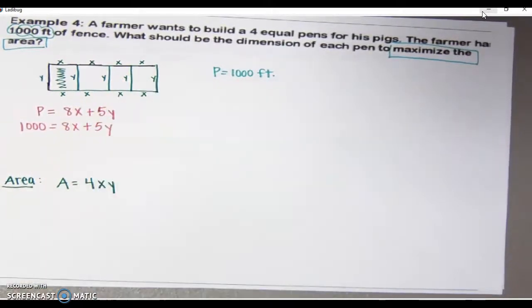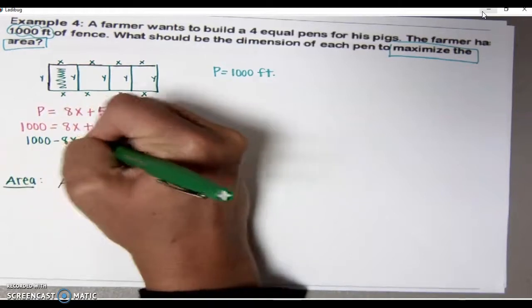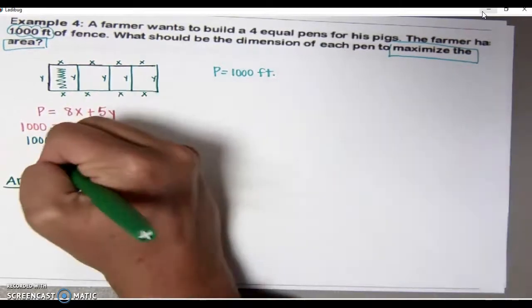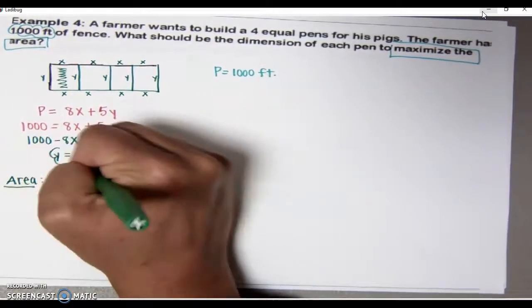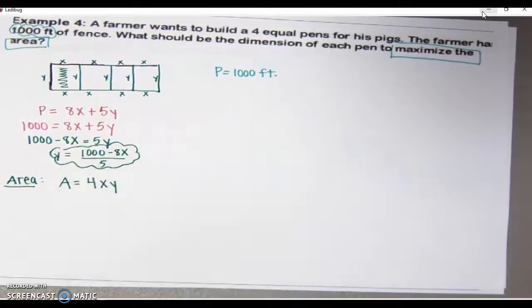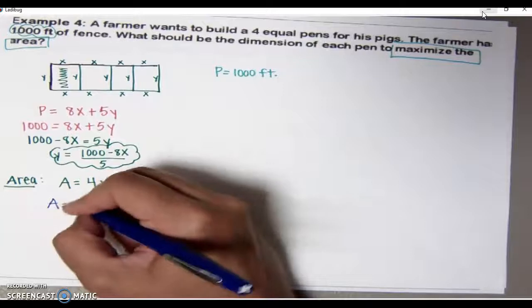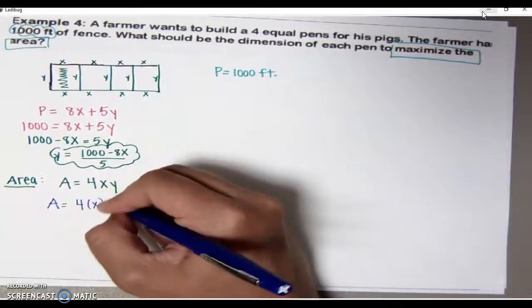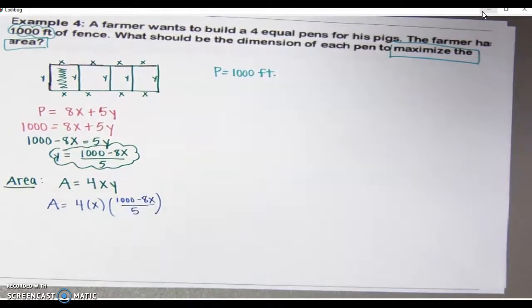Like the last problem, I'm going to solve this for y, that way I can put everything in terms of x's. So if I solve for y, I'm going to subtract over the 8x, and then I'm going to divide by 5. So here's my little equation for y: 1,000 minus 8x over 5. Now for my area formula that I need to maximize, I can replace y, so 4 times x times, instead of y, 1,000 minus 8x over 5. And this is what we need to find the maximum of.